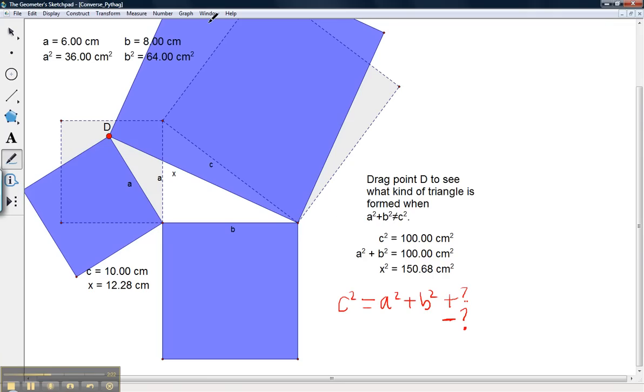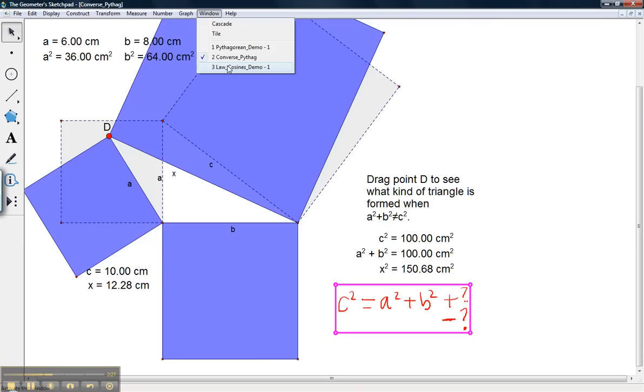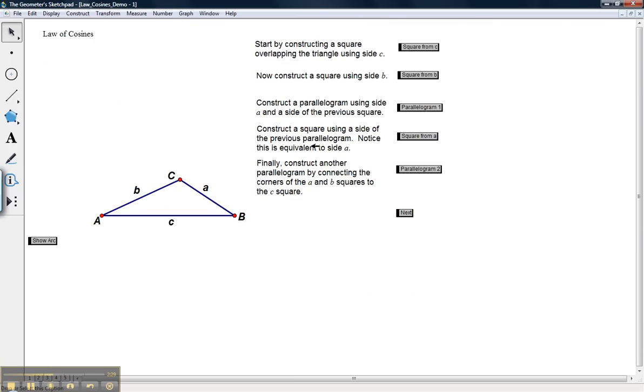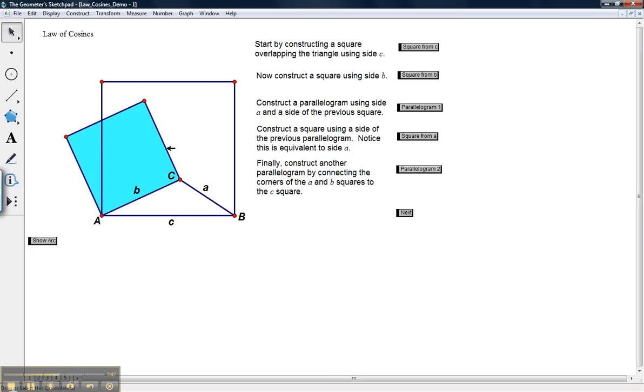Okay, so now let's go back to the actual demo for the law of cosines. So I start with myself a triangle, not a right triangle. And I'm going to draw myself a square off of side C. So this side C is going to form a square where our triangle is on the inside. Off of side B, I'm going to make a square just like the Pythagorean theorem one. Color it in, a shade of blue, teal.